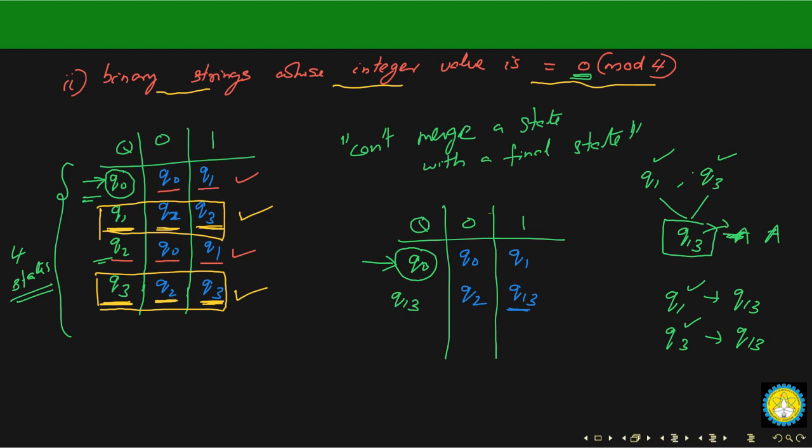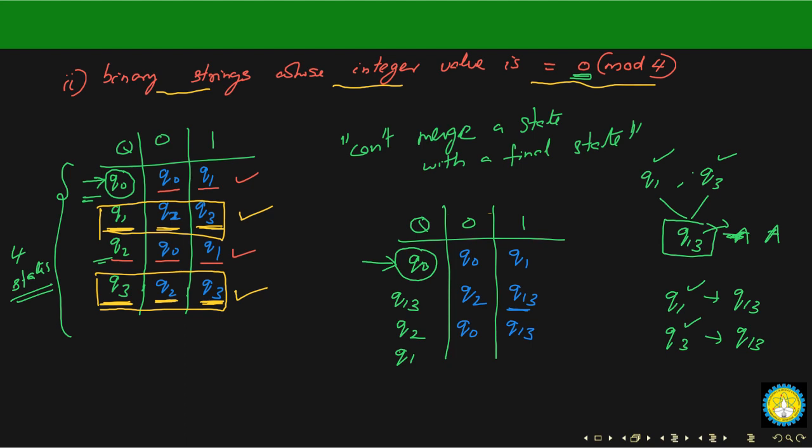Now for Q2, let's write the transitions from Q2. Q2 I have Q0 on 0 transition, and Q1, again Q1. I don't have a Q1 anymore. Instead of Q1, I will have Q13, Q13. And the next state in the old transition table is Q3. So I don't have a Q3. I have only Q13.